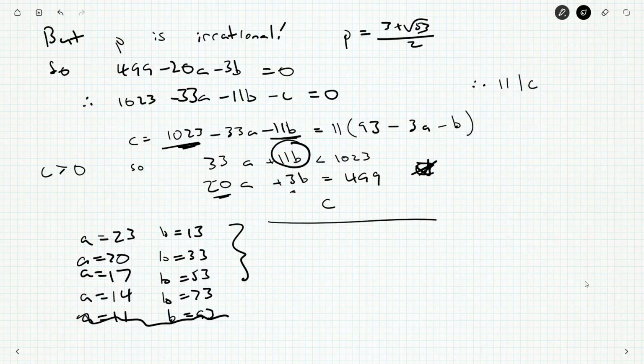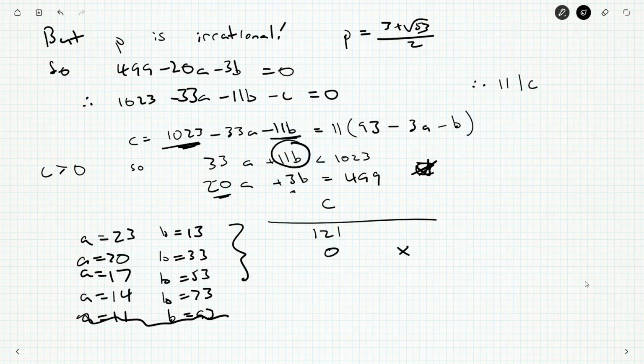Subtract that from 1023. We're going to get 121. Well, that's positive. What if I had a is 20? 20 times 33 plus 11 times 33. That's going to be exactly 1023, and that's going to give me c as 0, so that's not going to work. And I imagine the other ones, the b value is just getting too big. But we'll do one more just to make sure.